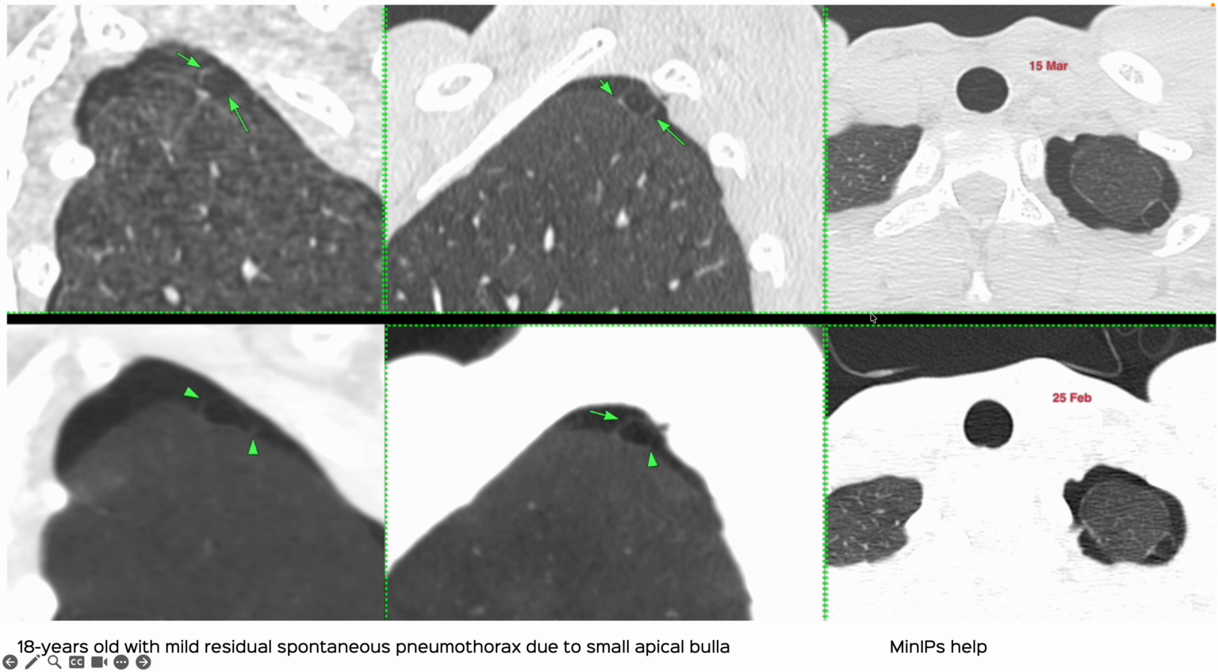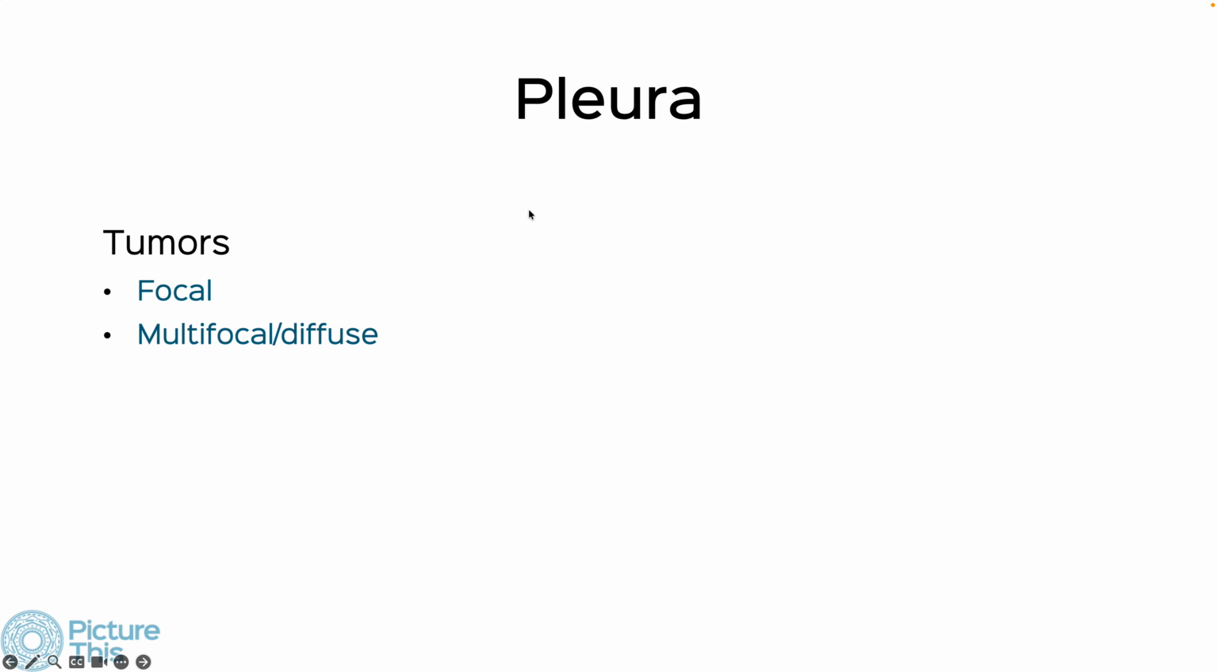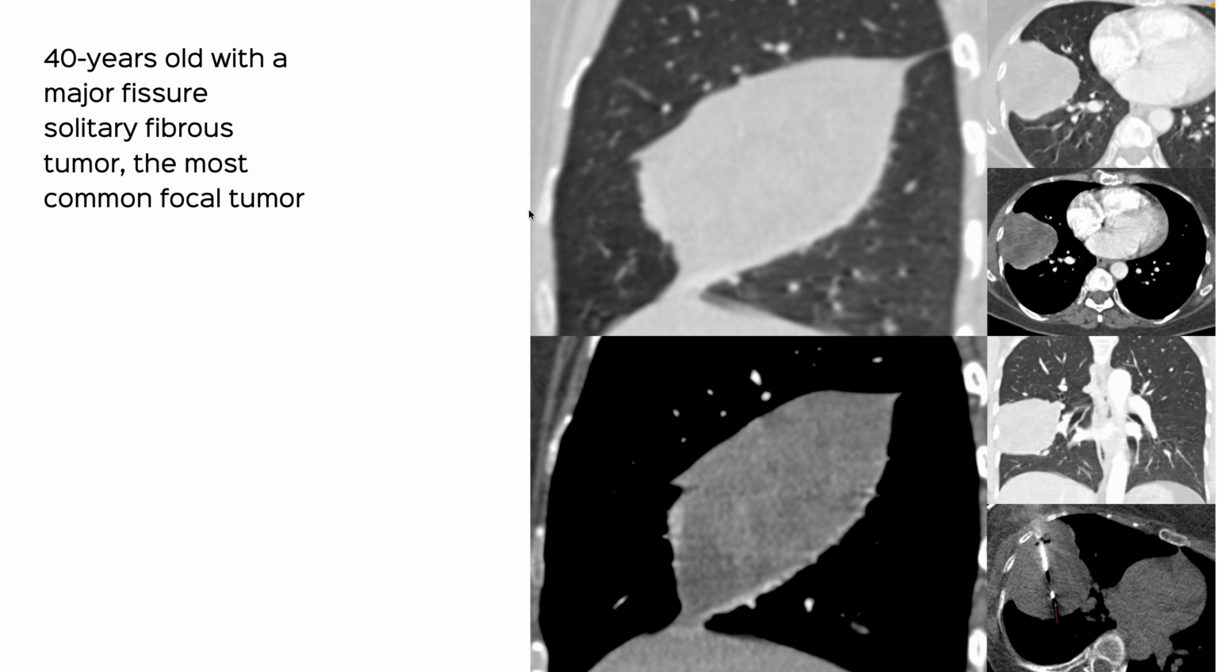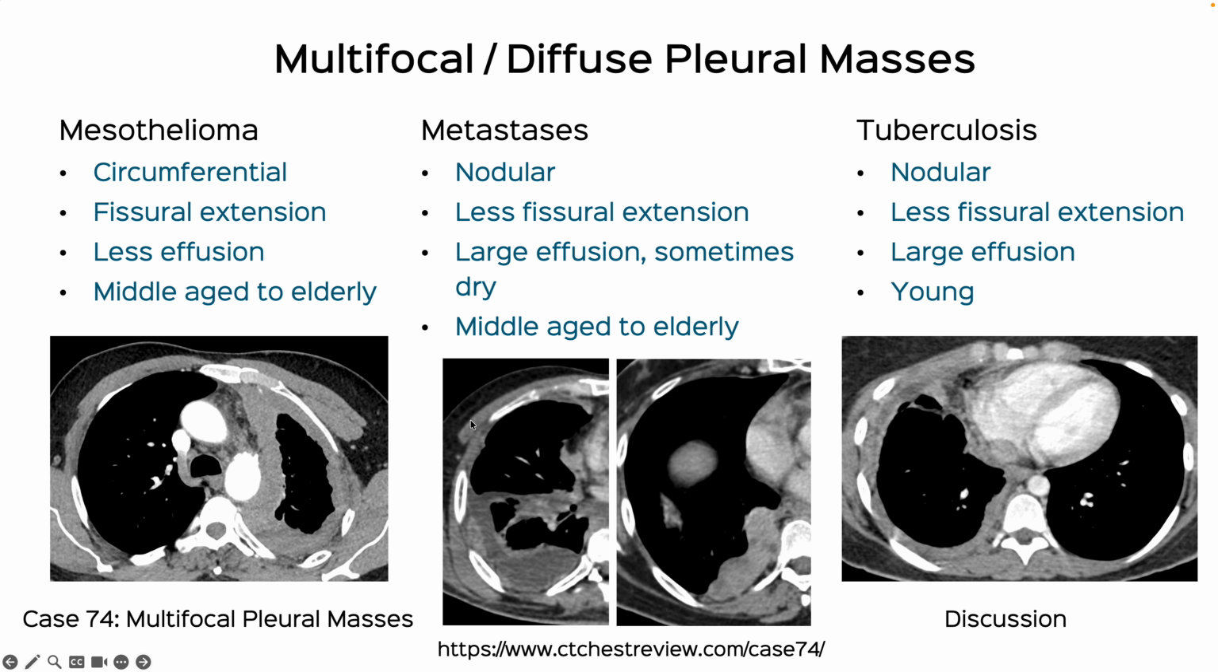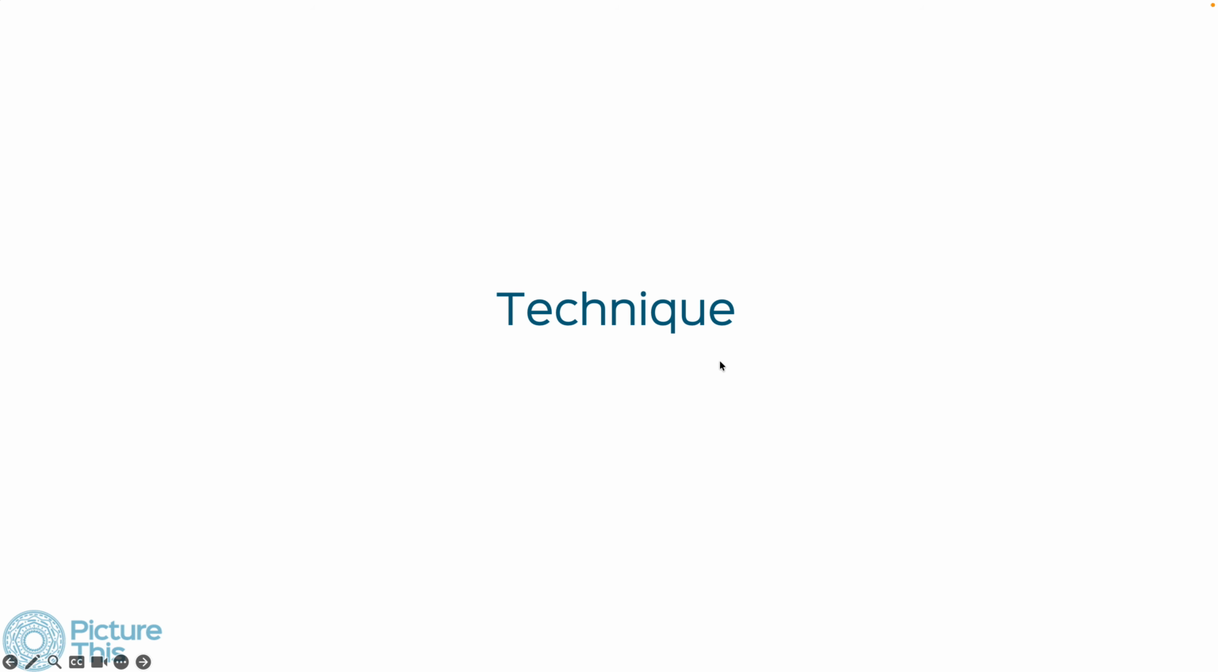But sometimes you have to look for them. So this 18-year-old had a spontaneous pneumothorax, mild residual air here, and you can see this tiny bulla in the apex, which we had to search for so that then this could be treated. Pleural tumors can be focal or multifocal diffuse. One of the commonest pleural tumors focally is a solitary fibrous tumor, which we can see here in the major fissure. And when the pathology is diffuse, it's often difficult to differentiate among mesothelioma, metastases, and tuberculosis, and often then we would require to do a biopsy.